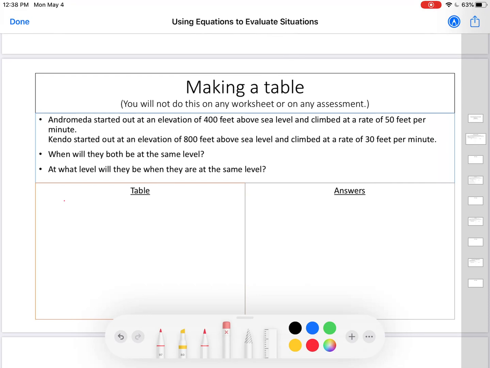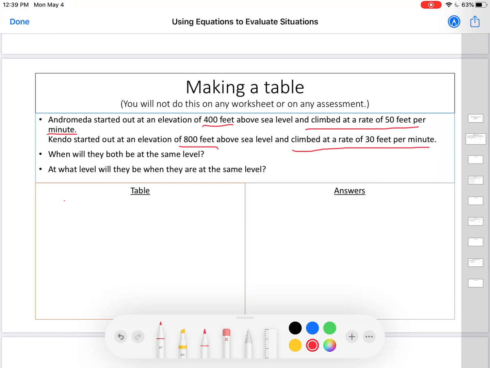Andromeda started out at an elevation of 400 feet. So 400 feet is her start amount. Kendo started out at an elevation of 800 feet. So her elevation is 800 feet. Kendo starts out higher than Andromeda. Andromeda climbs at a rate of 50 feet per minute. 50 feet per minute is Andromeda's rate. It is going up. It is positive.